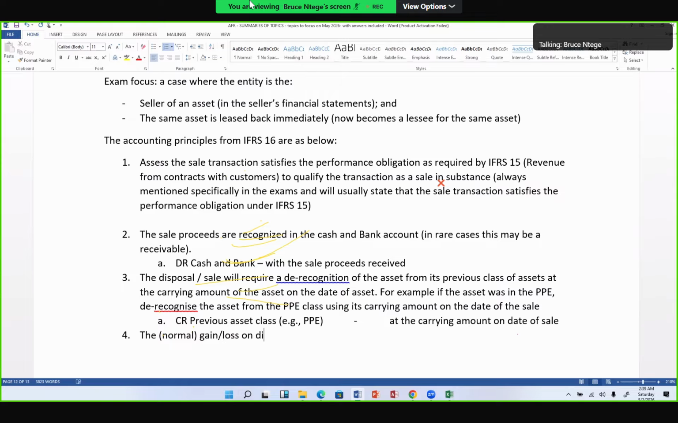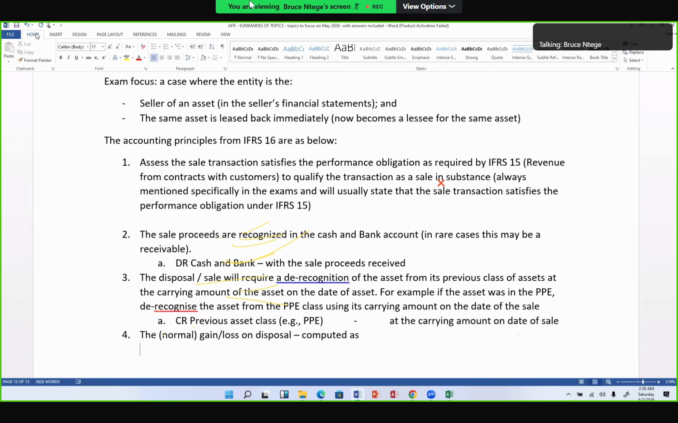Loss on disposal. The exam will have this computed. So how do you compute a gain or loss on disposal? You are going to get the disposal proceeds, which the examiner will have given you, less the carrying amount of that asset on the date of disposal.